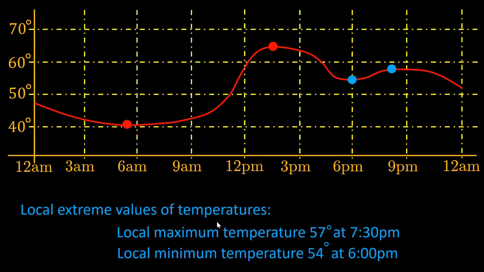So those new 2 points that I put on the graph, those are called the local maximum and minimum temperatures. They're not the overall maximum and minimum. They're what we call local maximum and minimum temperatures. So in some small interval around 6 p.m., you find a minimum of 54 degrees. That's not looking at the entire graph, just a small interval around 6 p.m. And similarly, around 7:30 p.m., you get some new maximum, it's about 57 degrees.